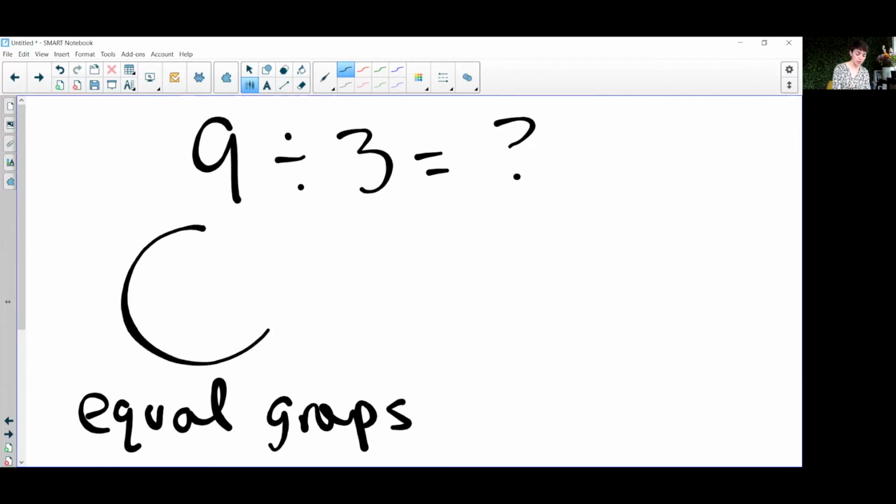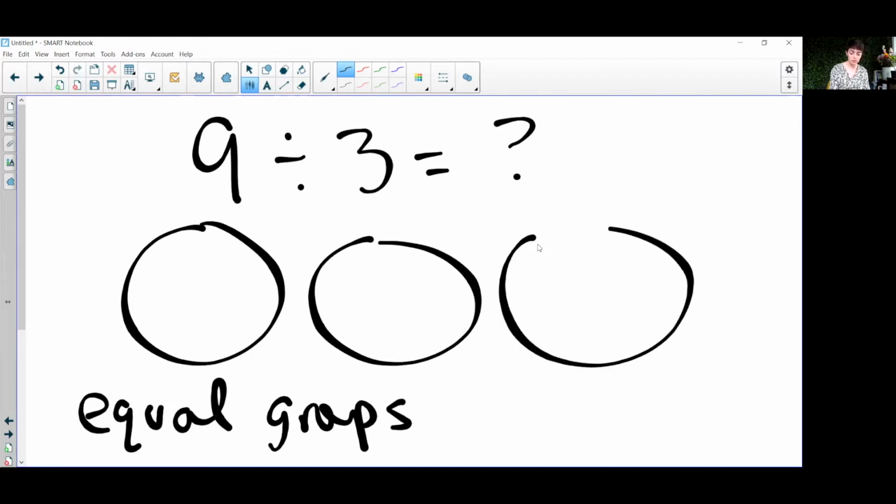I start by drawing 3 equal groups. I tend to use circles because they're pretty easy to manage and draw. And then I'm going to take my 9 and break it down into each of those groups. So I'd start off with 1, 2, 3, making sure to always share evenly and equally. 4, 5, 6, 7, 8, 9. And then the answer would be, in this case, how many is in one of these groups? And the answer is 3.